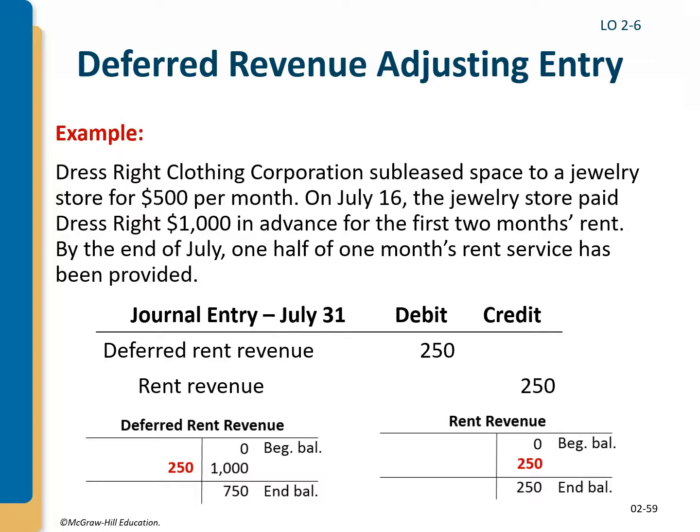And there's the T accounts. The day we received the cash, we credited deferred rent revenue. Since $250 of it has been earned by us, we debit deferred rent revenue. There's the posting of the $250. So now we still owe $750 in rental service to the jewelry store. And we're properly showing the $250 as rent revenue.